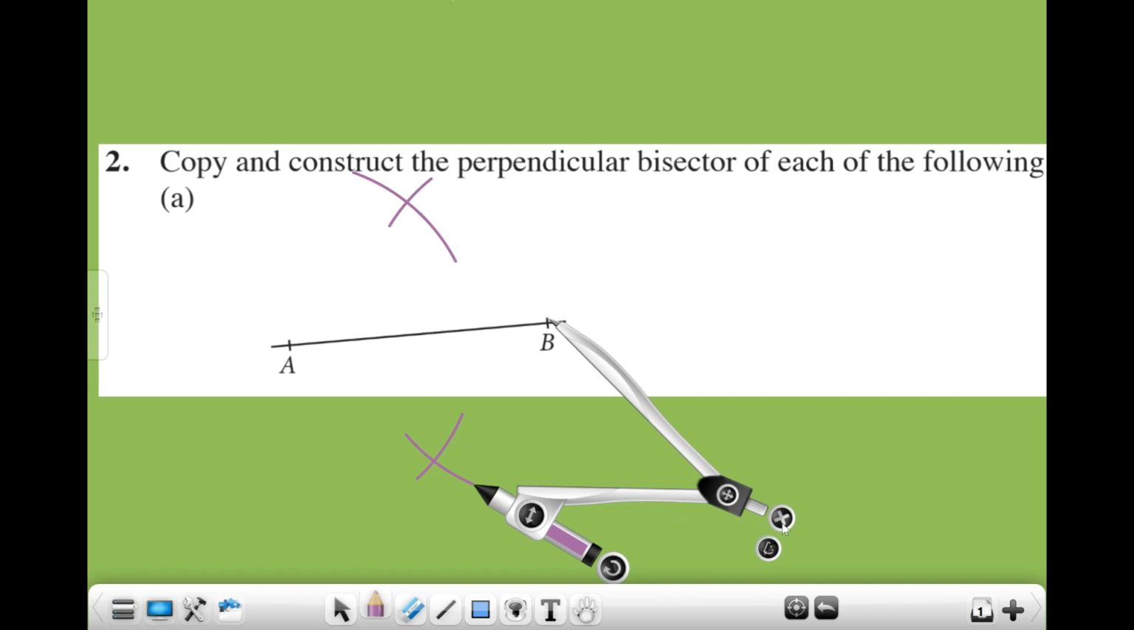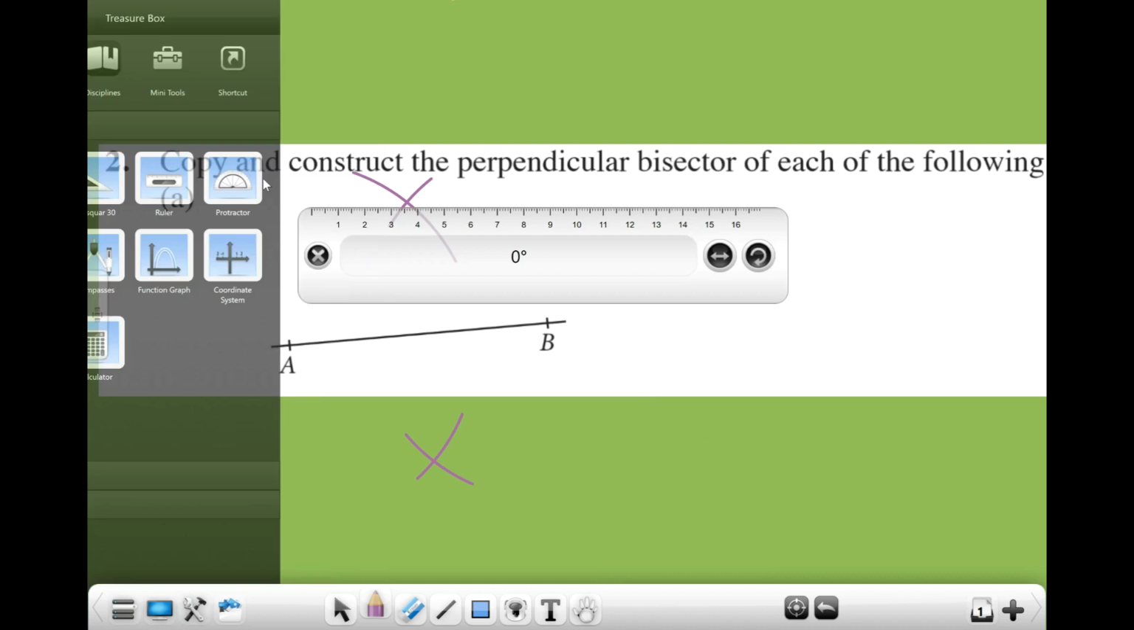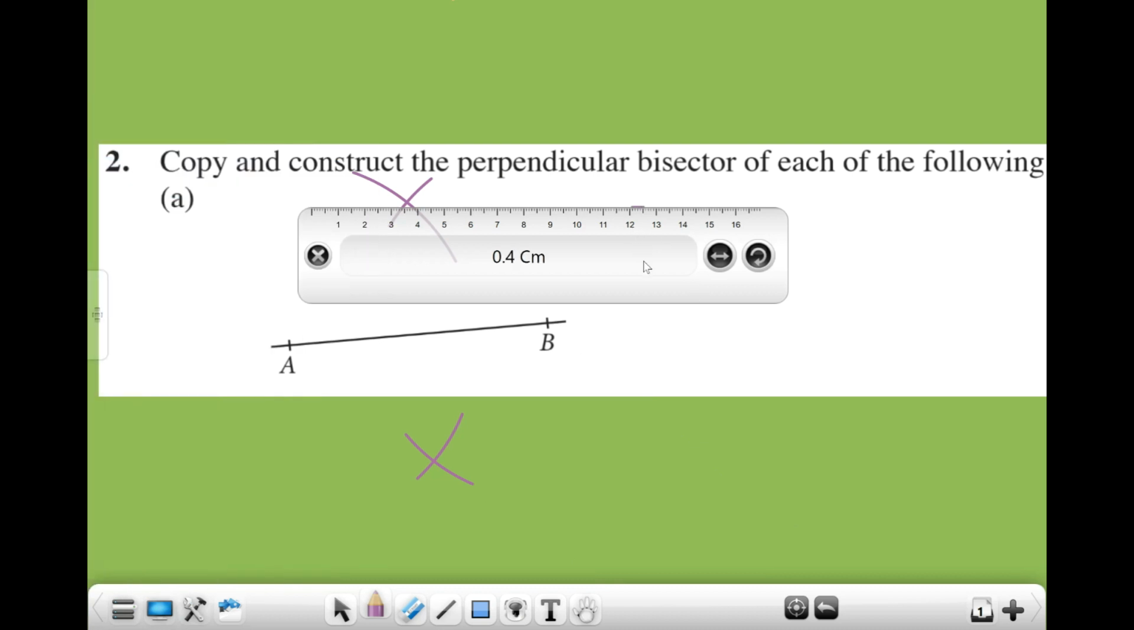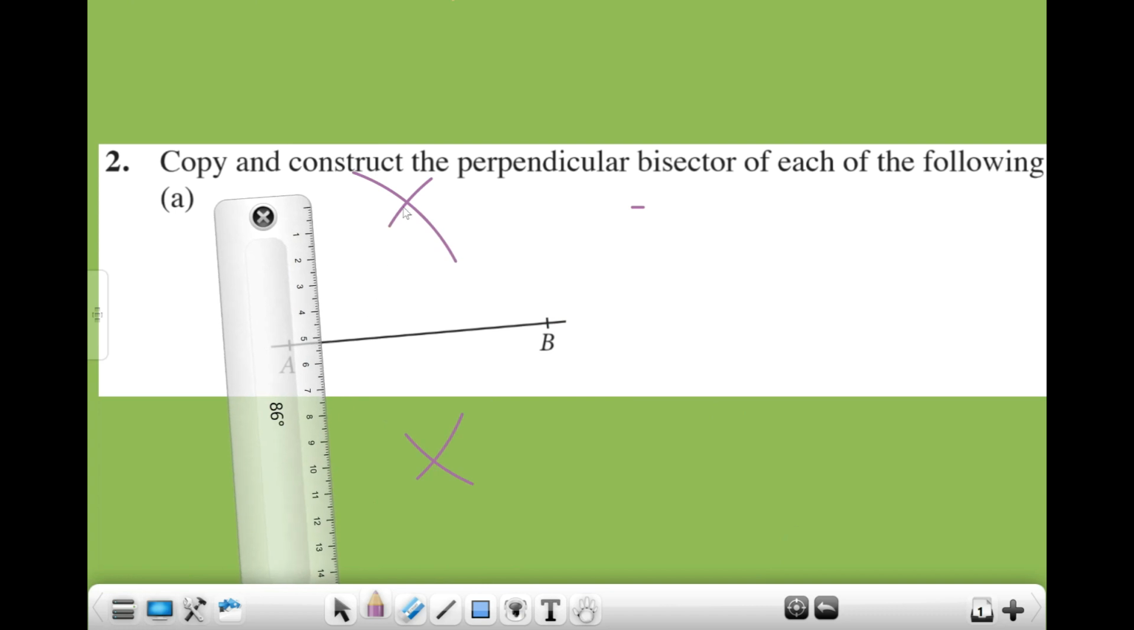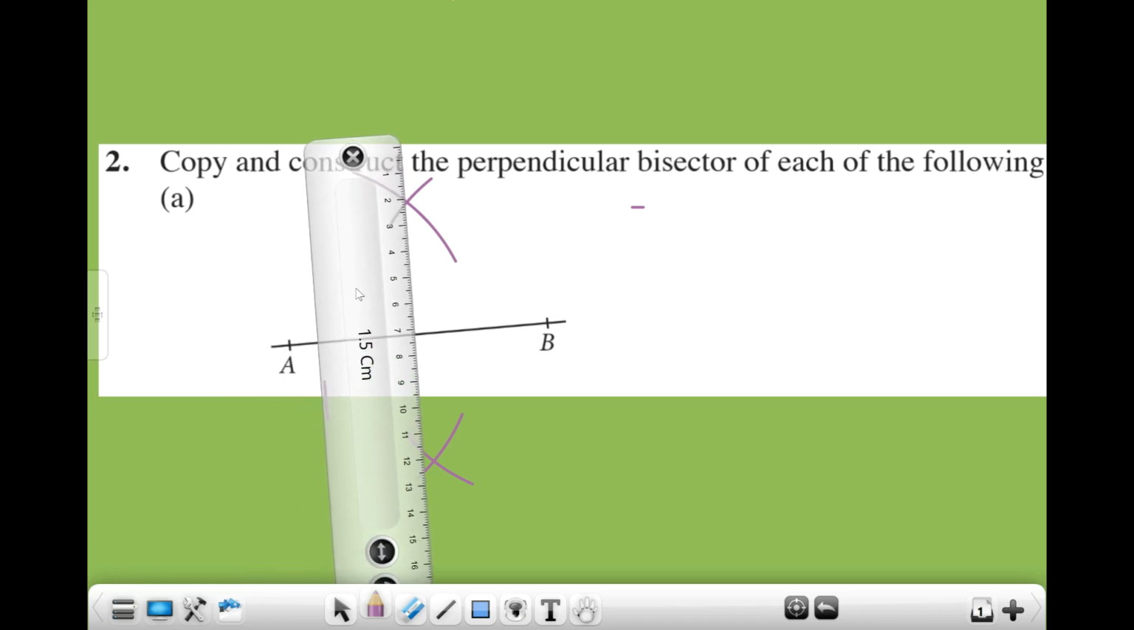Next thing, you need to use your ruler. So get your ruler. What you do is you are going to find out the intersecting point. This is the intersecting point of the arc. Can you see my arrow pointing to the intersecting point here? This one and this one. So we are going to join these 2 intersecting points together. So I'm going to adjust my arrow here. Okay? And then you draw the line.